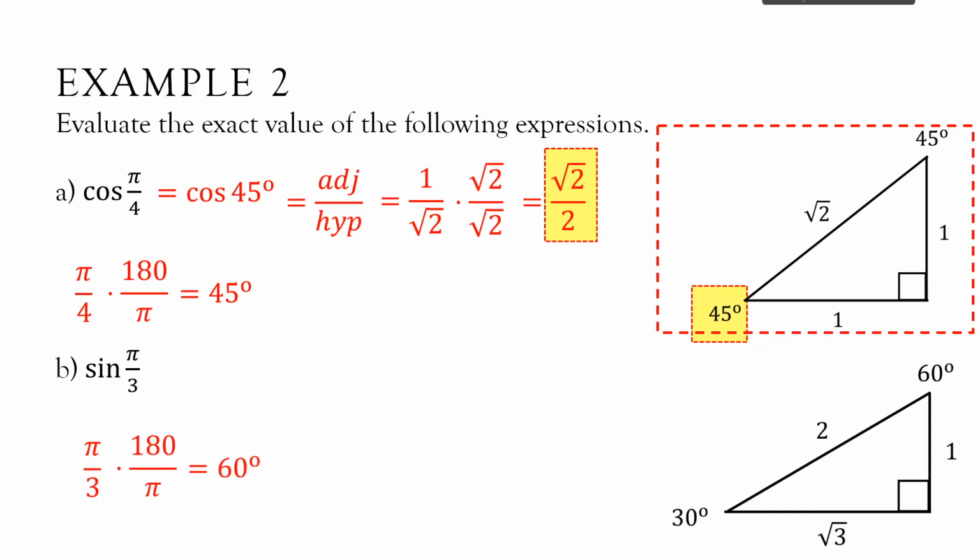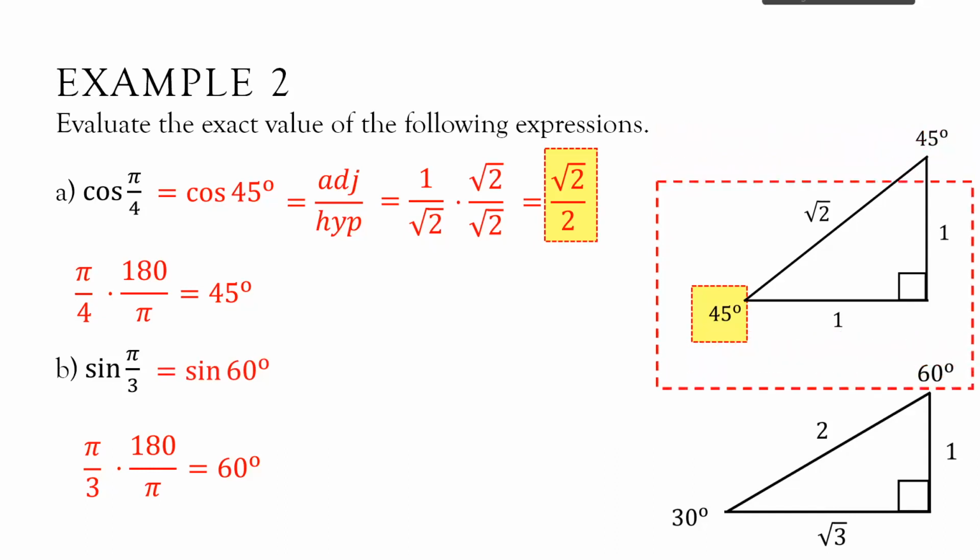So sine of pi over 3 is the same thing as sine of 60 degrees. 60 degrees, I'm going to go ahead and focus on a triangle that has 60 degrees.